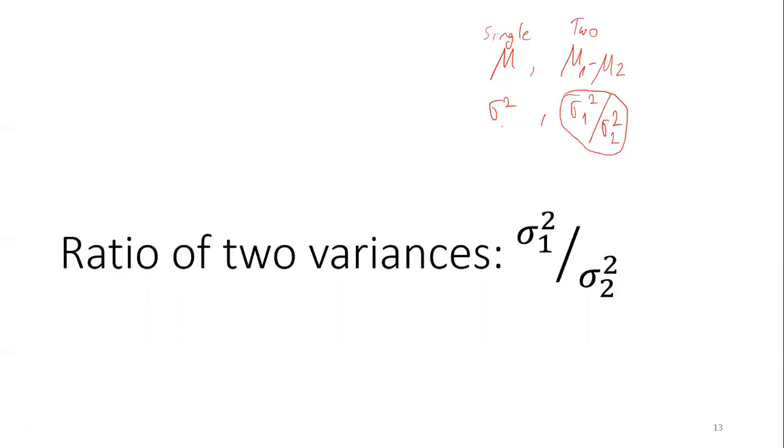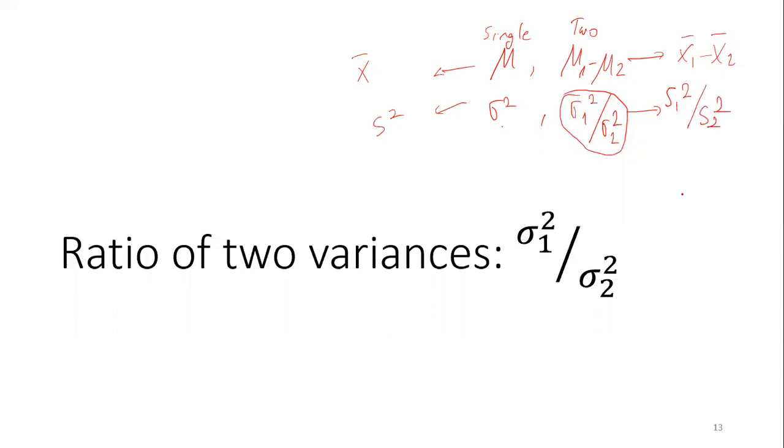So just like we use x bar, which is the point estimator for mu, we use s squared, which is the point estimator for sigma squared. We used x1 bar minus x2 bar, which is the point estimator for mu1 minus mu2, right? Now we would use a point estimator for sigma 1 squared divided by sigma 2 squared to extract information for the ratio of two variances. As you might guess, we will use s1 squared divided by s2 squared.